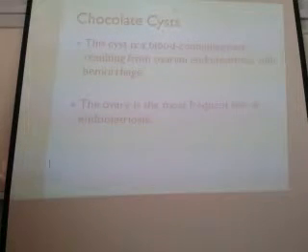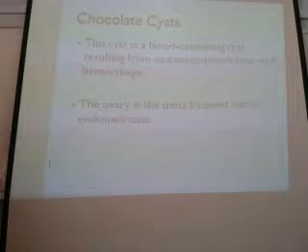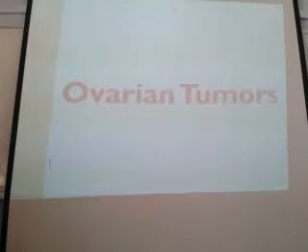That results in, as I told you, hyperandrogenism, infertility, and anovulation. That will lead to an anovulatory cycle and infertility. See, this is a chocolate cyst. Is this ovary normal? It is not normal. The whole ovary is filled with chocolate, brown colored fluid. So it is called chocolate cyst of the ovary.